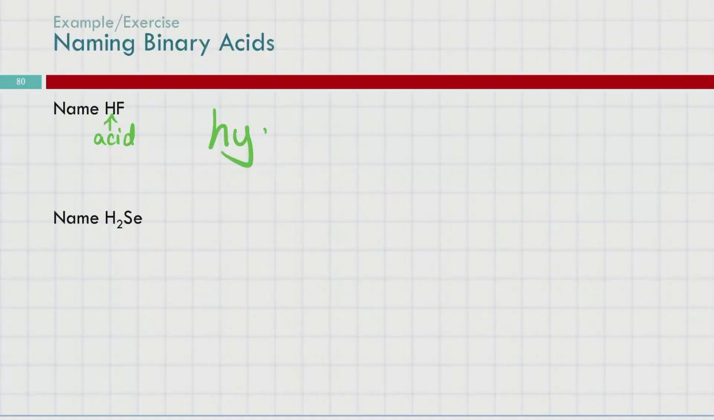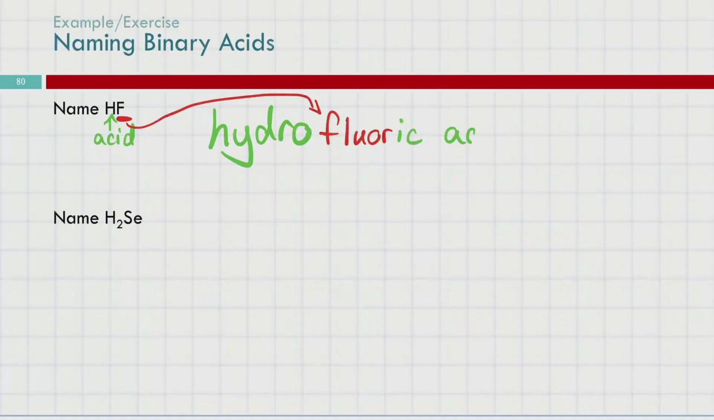We need to start our name off with hydro. We do that for every binary acid. And then we need the base of F. F is fluorine, so hydrofluor, not hydroflower. Hydrofluor, and we change the ending to ic and add acid. So hydrofluoric acid, as made popular in season 1 of Breaking Bad. Great for dissolving bathtubs.